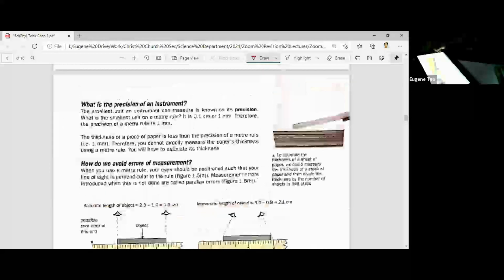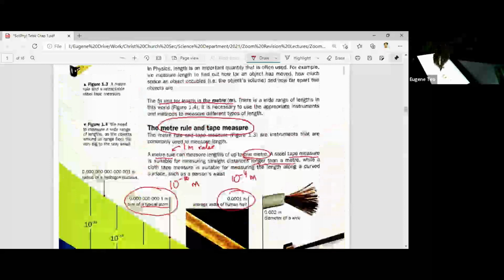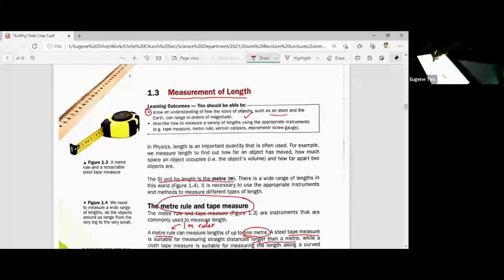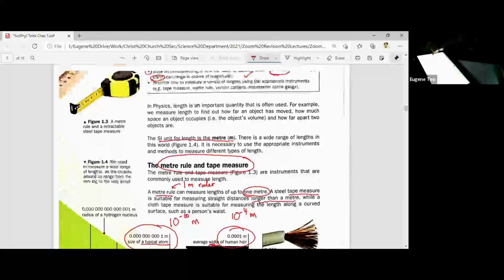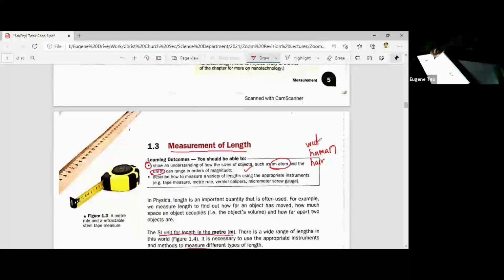Okay, so actually this part here we have settled in terms of the first objective. You can see here we focus on the atom and earth, but I also added in the human hair, which is actually the average width. So the width of a human hair. So do take note of this, it's just kind of either you know or you don't know kind of question. Most of the time it comes out in MCQ.